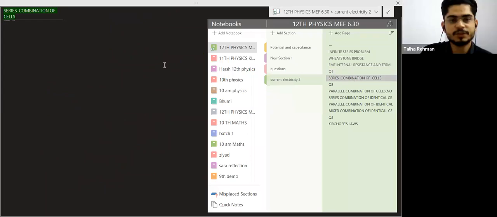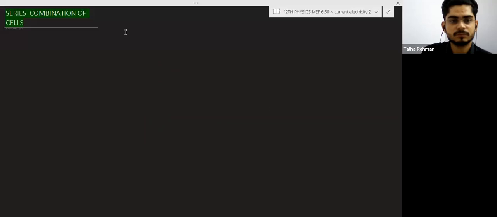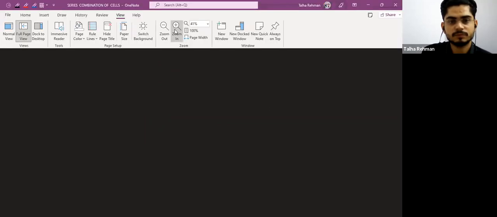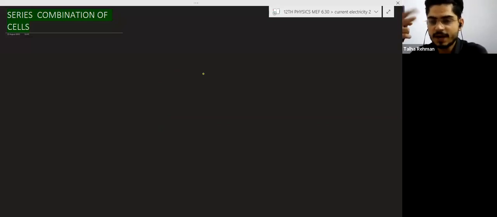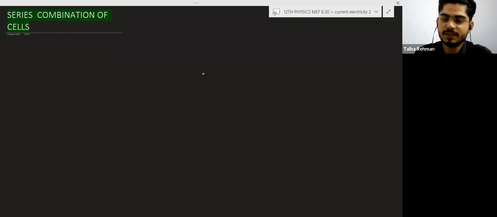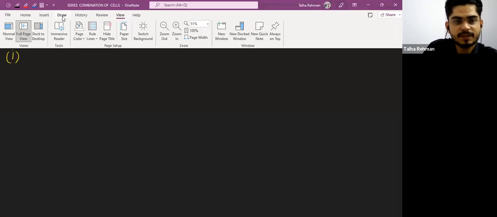So series combination of cells. Write the heading: series combination of cell. So there are two types of series combination. There are two ways to connect the cells in series. So the first way is to connect the cell like this.